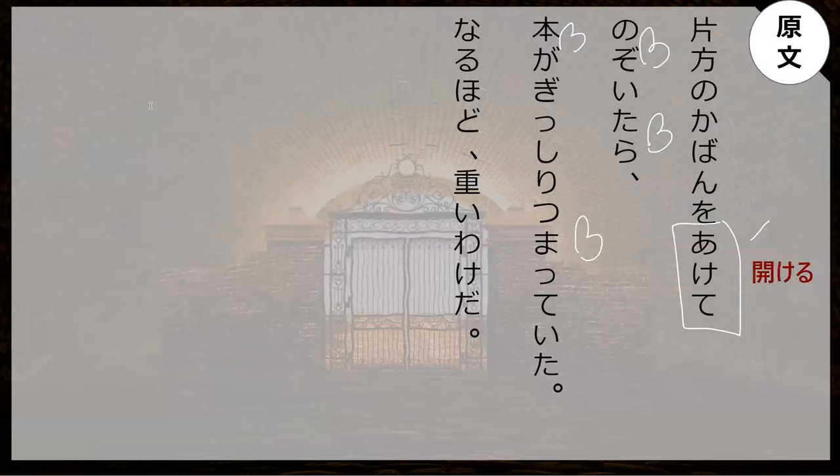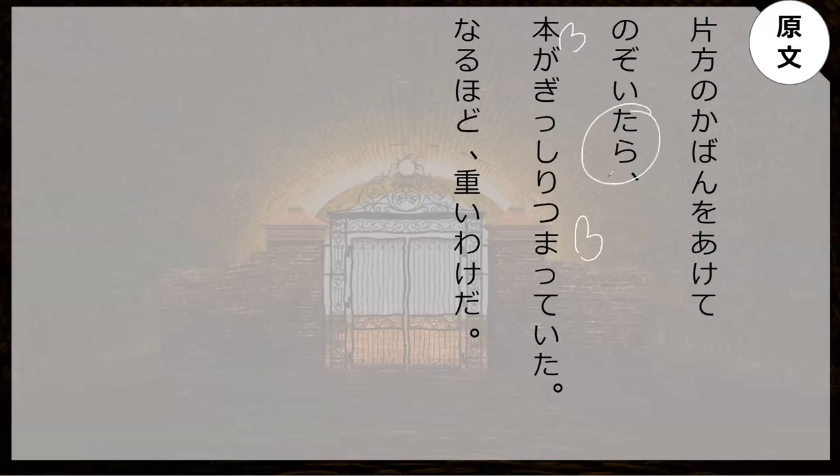Open. What does he open? He opens one of the bags, because we have two bags. So that's why we have katahō. One of the bags. And he peeks inside, nozoite. And then when he does so, this is what he notices.